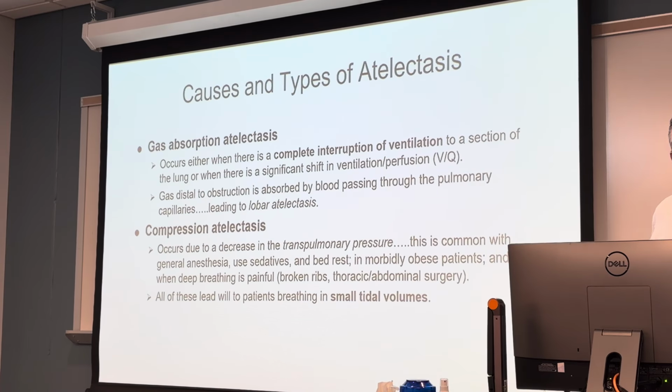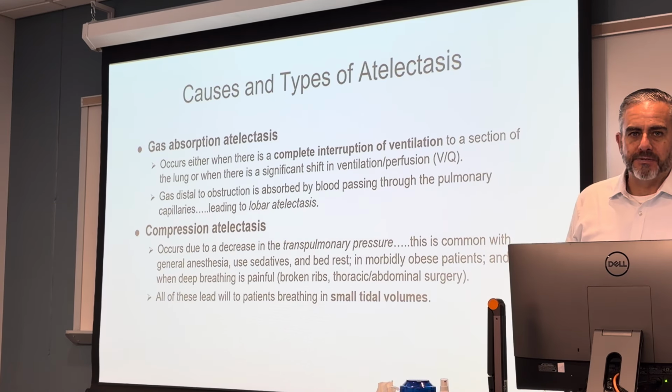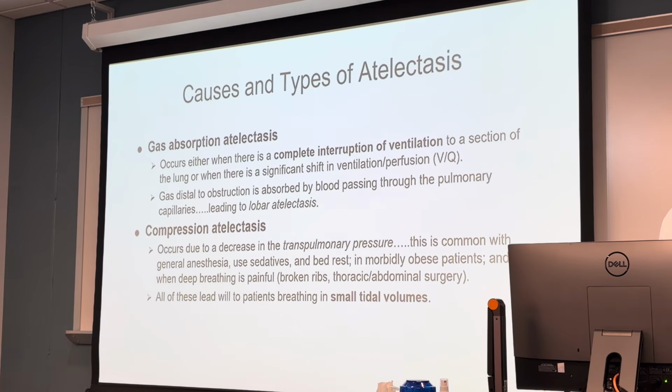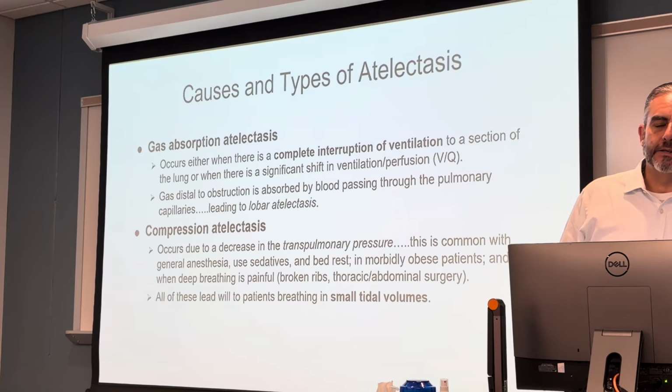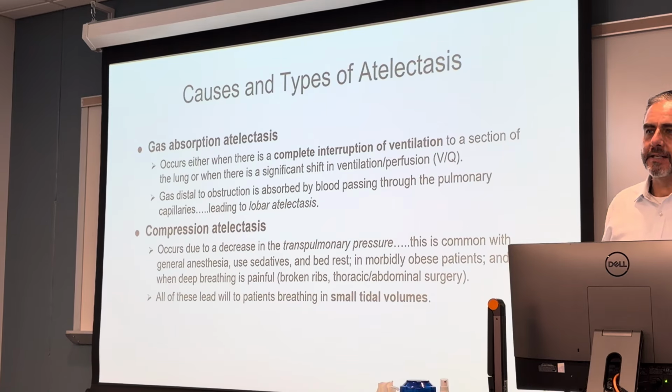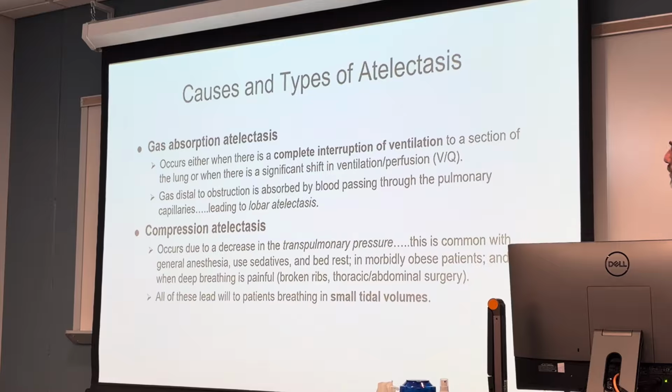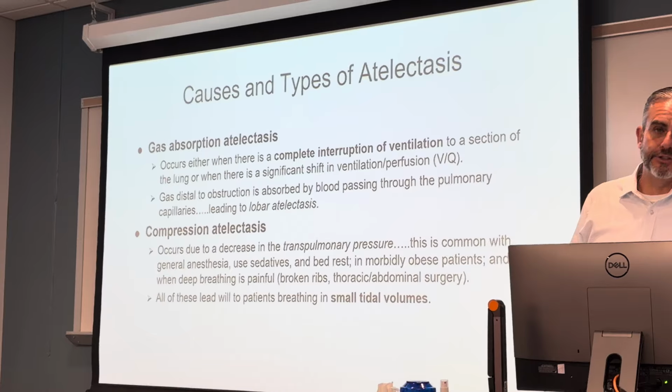All right, so two fundamental types of atelectasis. I know we already defined atelectasis as collapse of the airway, or collapse of the alveoli, or collapse of the lung, but there are two different types. Gas absorption atelectasis is a type of atelectasis that occurs when there's interruption of ventilation, either to a section of the lung or if there's a significant shift in ventilation perfusion.